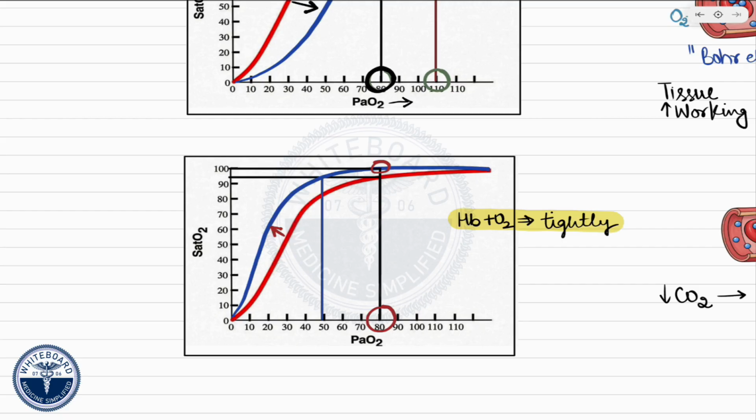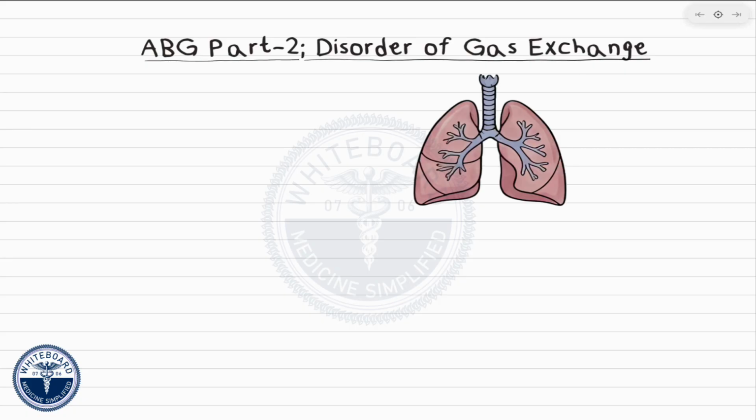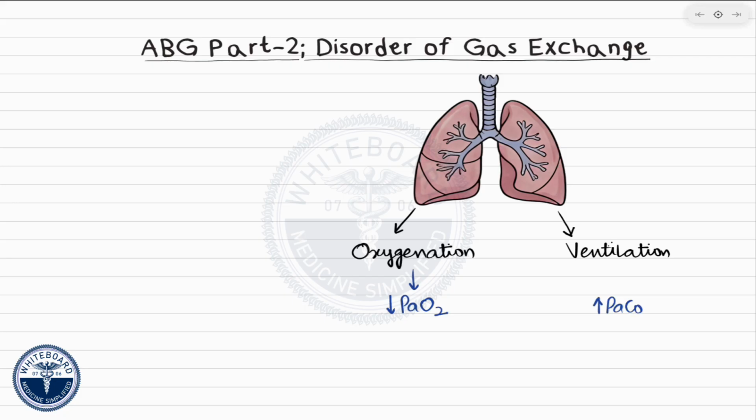After completing the left and right shift of the oxyhemoglobin dissociation curve, let's continue with today's discussion. In this lecture, we will move from normal physiology to the disorders of gas exchange. We will see how problems in the lungs can disturb oxygenation and ventilation, and how these disturbances appear on an ABG. We will particularly focus on the two major patterns: when PaO₂ falls because of an oxygenation problem, and when PaCO₂ rises because of inadequate ventilation. We will then learn how to recognize these patterns on the ABG and understand what they mean clinically.